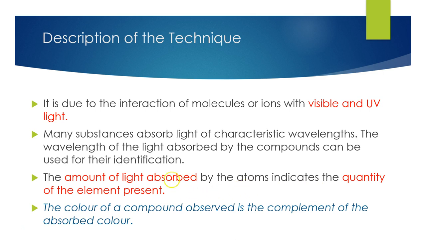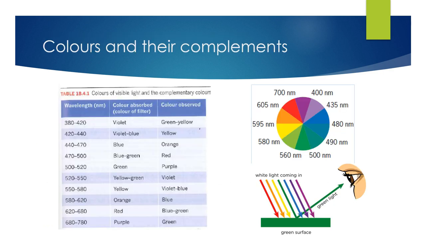As with AAS, the amount of light absorbed is proportional to the amount of substance present in the solution. Okay, so the more something is absorbed, the more substance is there to absorb it. And critically for this one, the color of a compound observed is the complement of the absorbed color. So let's look at that idea in a little more detail.